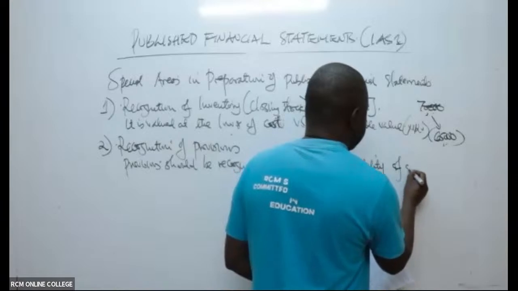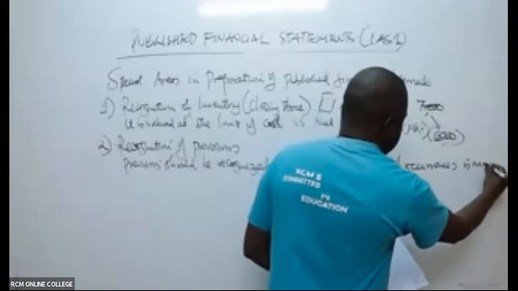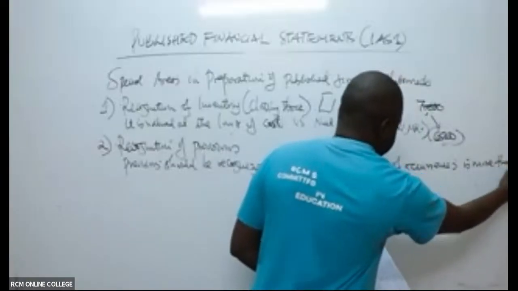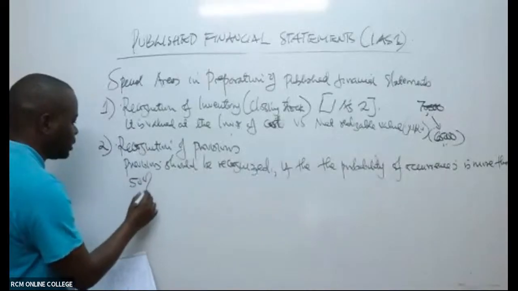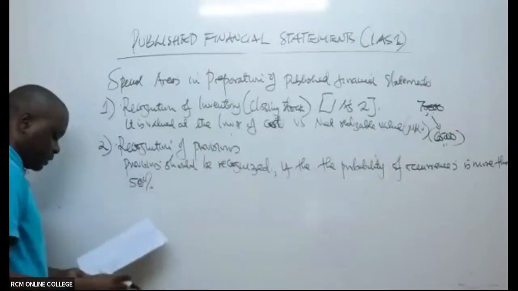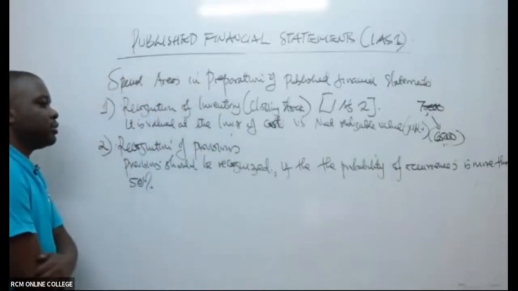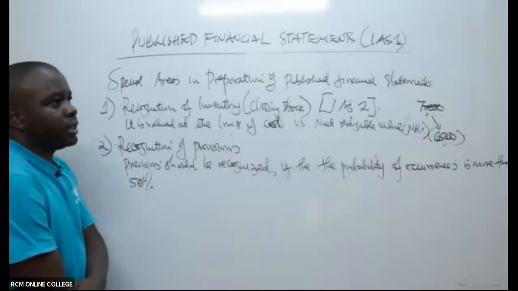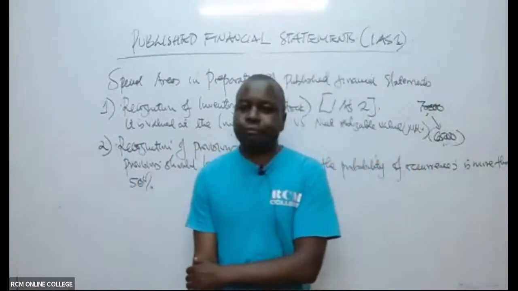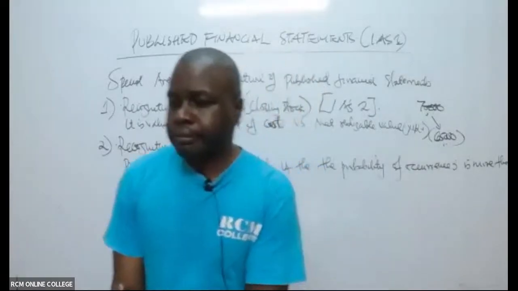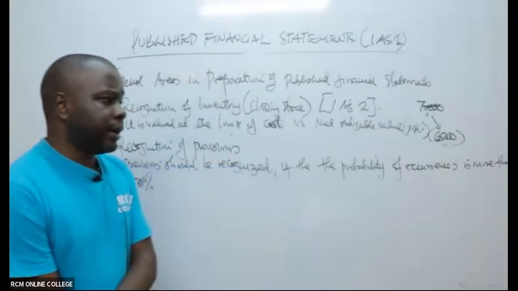If the probability of occurrence is more than 50%. So sometimes, when you're preparing, for example, the income statement, you've seen you do what? A provision for bad debts. You do what? An allowance for bad debts.